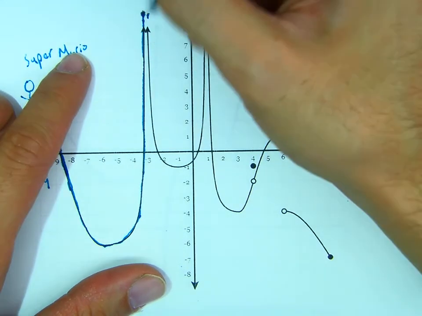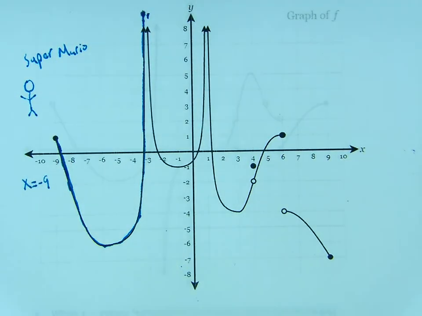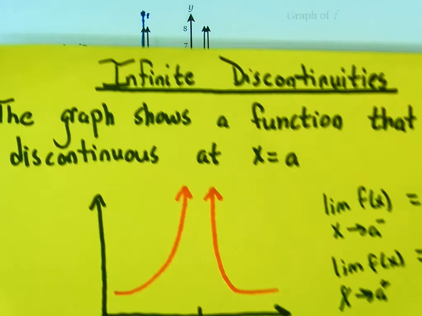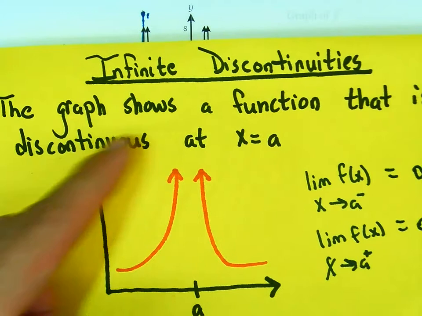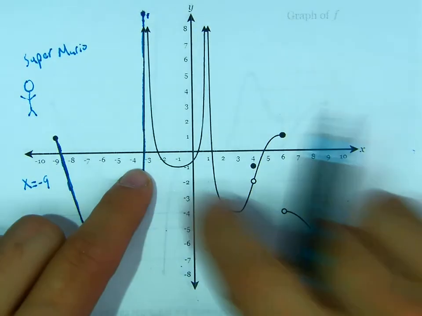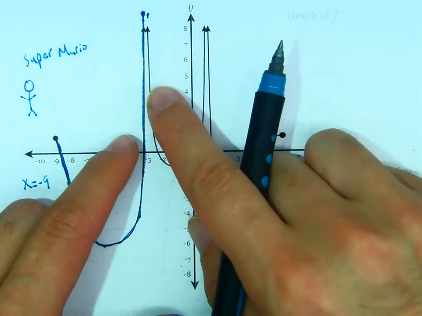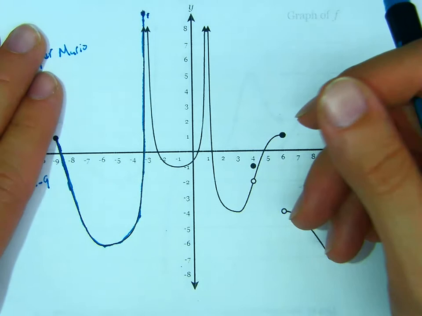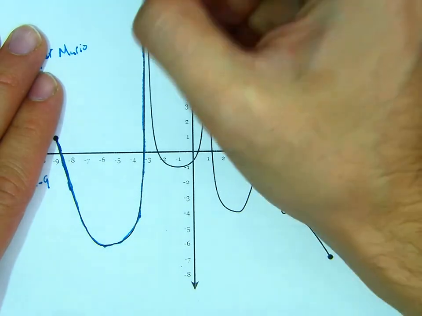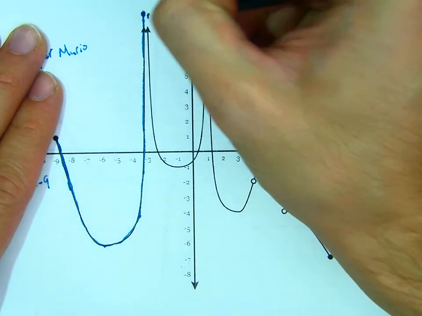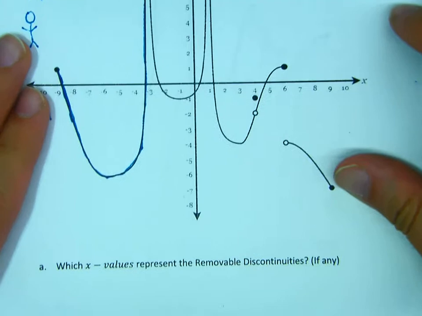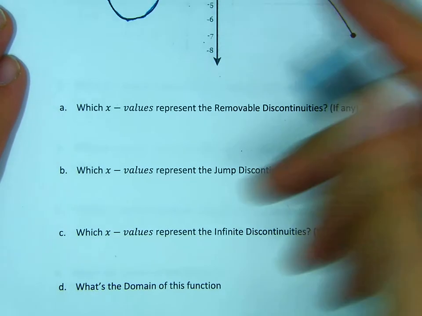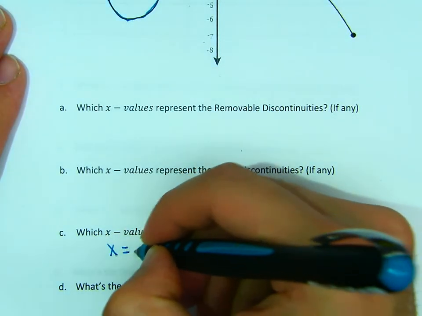Pause the video and try and find out. This one's a little bit straightforward, but it's an infinite discontinuity, because as x approaches -3 from the left and from the right, the limit is going to the infinities. So at x equals -3, we have an infinite discontinuity.